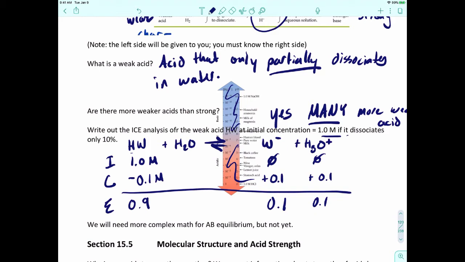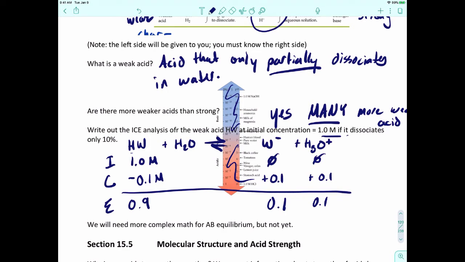Okay, so we're getting real close to a point where we can start applying the ICE analysis that we did in the last chapter to acid and base reactions. We're not quite there yet. Okay, and that's actually where we're going to go next. We've got to pick up a couple more ideas before we can do that.